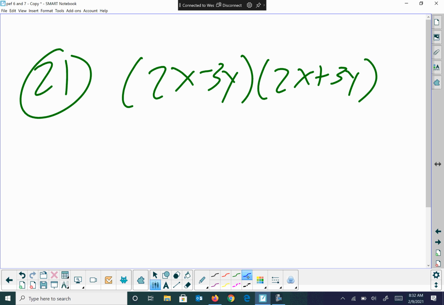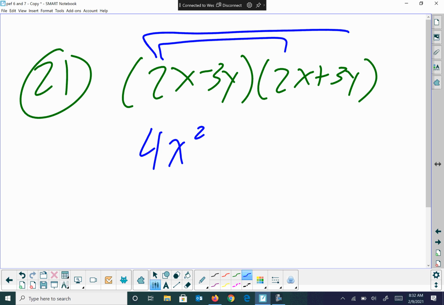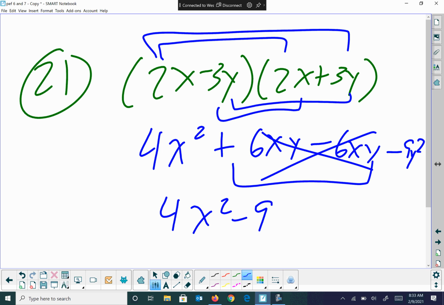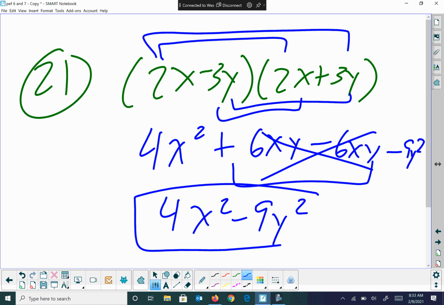So again, we have multiple letters. So if I multiply here, I'm going to get 4x squared. If I multiply the outside, I'm going to get plus 6xy. Notice I made it alphabetical. And then there, I'm going to get minus 6xy and minus 9y squared. Those cancel each other out. So I get 4x squared minus 9y squared. And that always happens when you have the same exact binomials with one sign different.